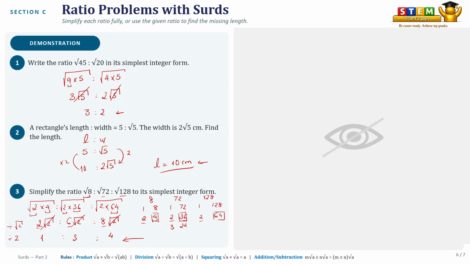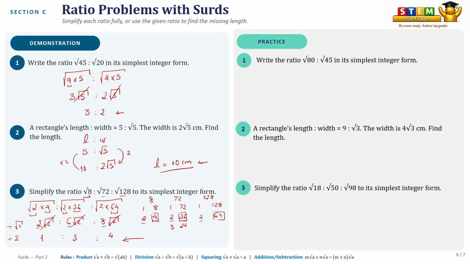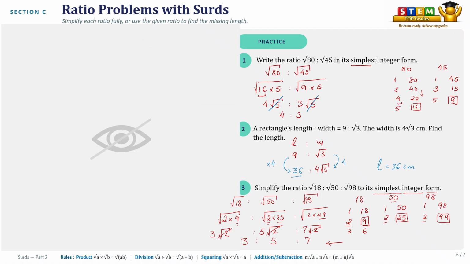Okay, so your turn now to work out the next questions, and that is going to be on the right hand side. Here we go. And you can check your answers on the next slide after pausing. These are the answers, so check your work and pay attention to details.